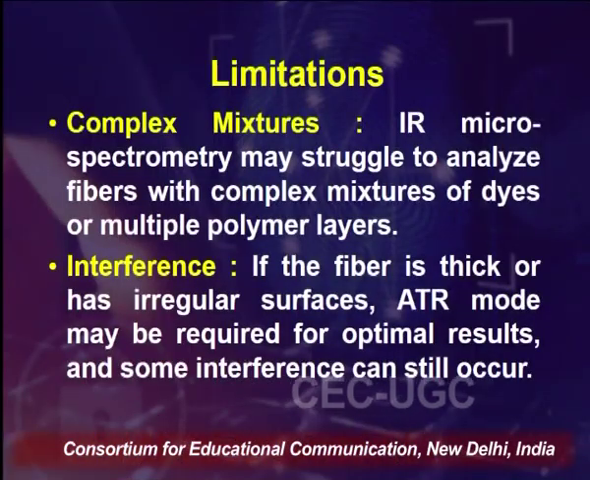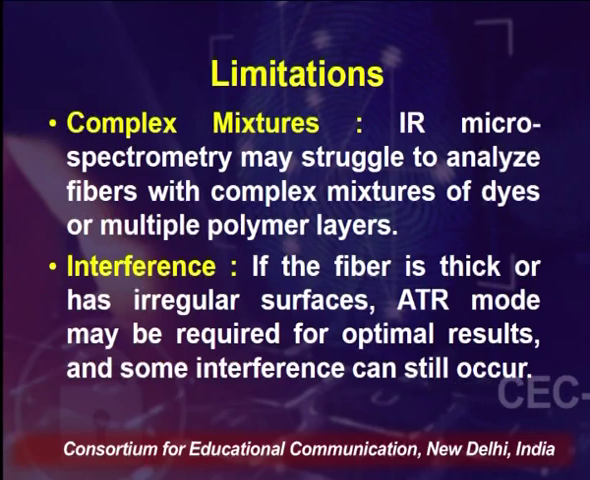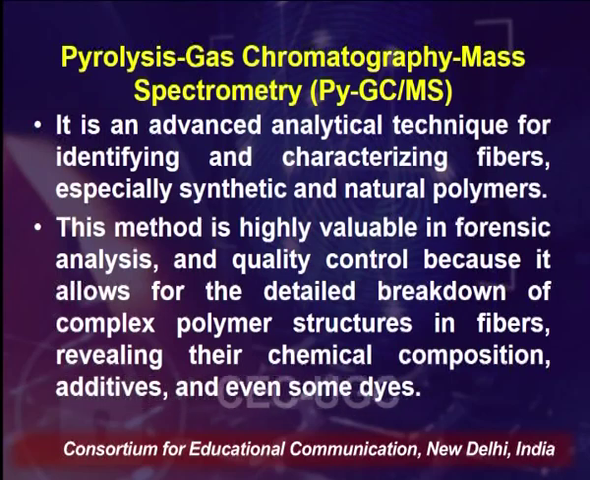The major important limitation of pyrolysis gas chromatography mass spectrophotometry is that it is a destructive technique. Here the sample is pyrolyzed at a heat of 500 to 1000 degrees Celsius, so our sample is totally destroyed. But the results which we get through pyrolysis GC-MS are very significant and we can even identify complex mixtures. So, PY-GC-MS is an analytical technique which helps us in the identification and characterizing of fibers, especially synthetic and natural polymers.